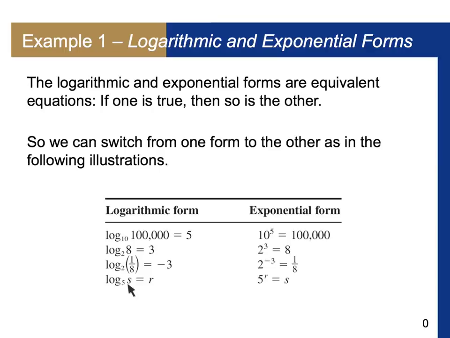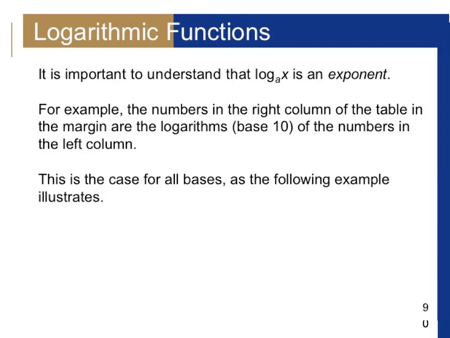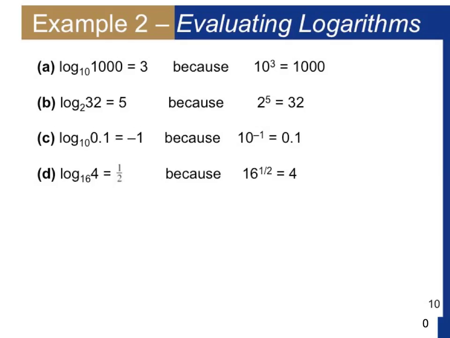Okay. And then 5 to the r equals s. I'm just using kind of a general example there. So it's important that we understand that log base a of x is an exponent. It's just that it's a backwards exponent, right? In other words, log base 10 of 1,000 equals 3 because 10 to the third equals 1,000, right? Log base 2 of 32 equals 5 because 2 to the fifth equals 32.